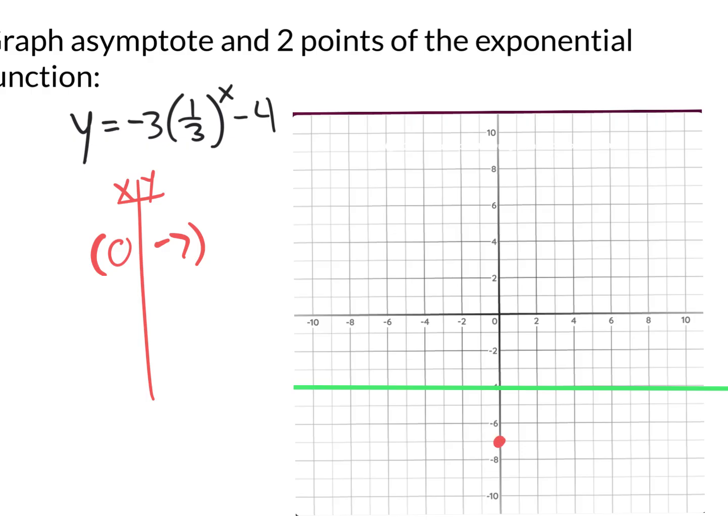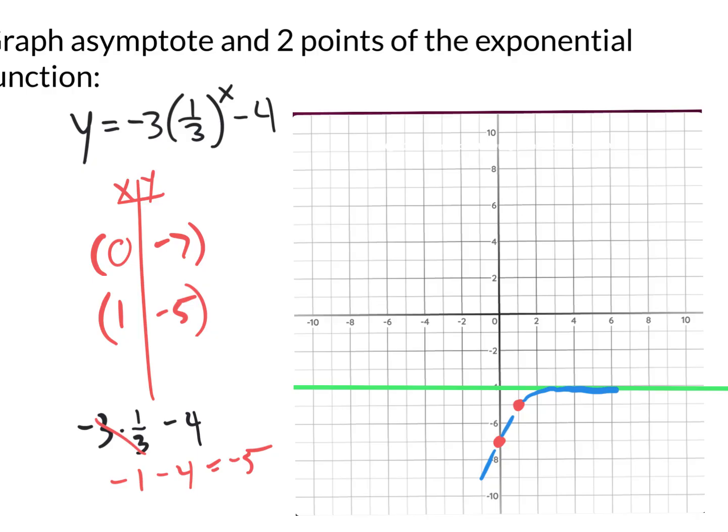And then from that point, let's plug in another value, like in this case, 1 would work out beautifully as well. Because when you plug in 1 right there, it stays 1/3. And -3 times 1/3 minus 4, well, that cancels out. You end up with a -1 minus 4, which is -5. So when you plug in a 1, you get out a -5. So you go to 1 and -5. That would be right there. And just with those two dots, with your asymptote right there, you'll have your exponential decay function.